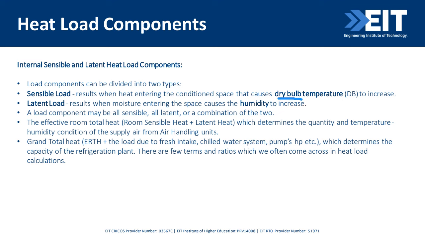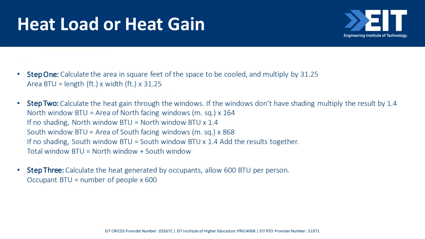The latent heat results when moisture entering a space causes the humidity to increase. Now, our load components normally have both of them, not just one. So the effective room total heat is the room sensible heat plus the latent heat, which includes both the heat as well as the humidity. The grand total heat then determines the capacity of the refrigeration plant. There are a few terms and ratios that we come across in heat load equations, but at the end of the day, it's a combination of the two that increases the heat load.